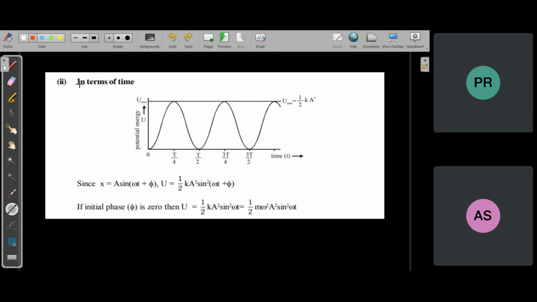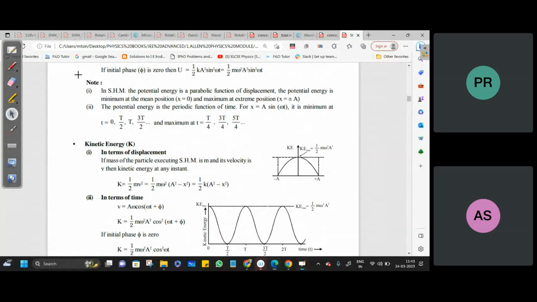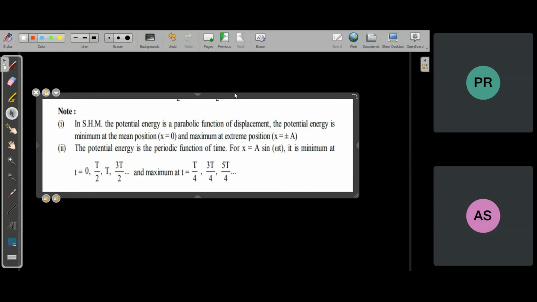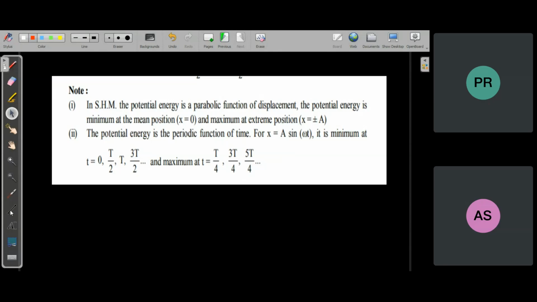Tell me, in this slide, do you have any doubt? You can ask. No doubt. Okay, then I'm going to the next. Now here you can see that the equation of potential energy as a function of displacement is a quadratic equation. And you know quadratic equations represent a parabola. So the potential energy is minimum at the mean position, and potential energy is a parabolic function of displacement. Potential energy is a periodic function of time.